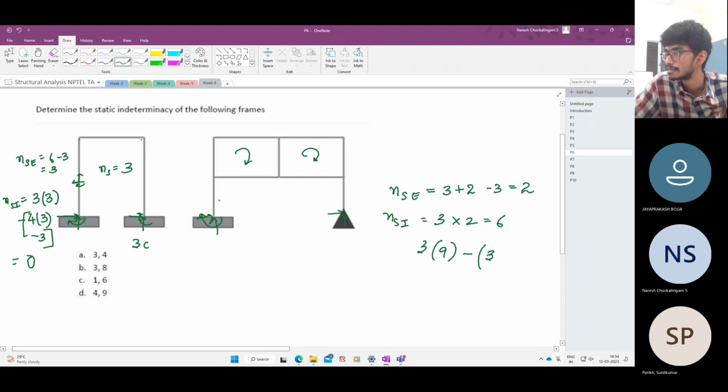How many joints are there? 1, 2, 3, 4, 5, 6, 7, 8. Wait a minute. 1, 2, 3, 4, 5, 6, 7, 8. Yeah, 8, minus 3 because that will include the global one. So how many are these? 27 minus 21. So this is also 6. So whether you use the number of cuts, a number of closed loops, or this formula, we get the internal indeterminacy to be 6. So totally, ns is equal to 8. So the correct answer is for this structure it is 3, and for this structure it is 8. So the correct option is B.